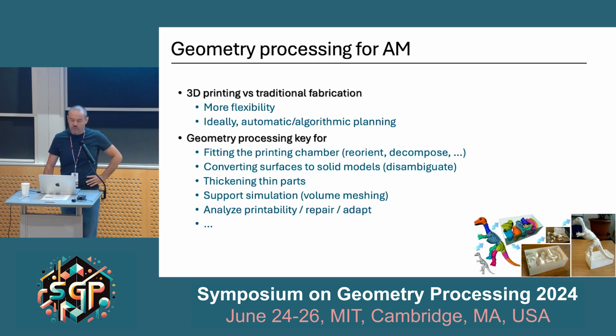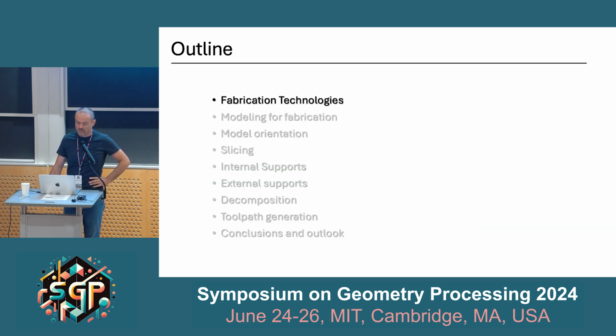So how can geometry processing help us in this? We can provide flexible approaches to fit the printing chamber if the model does not fit, or to reorient the model within the chamber, or to create something that helps dissipate the additional heat, or to create supporting structures when you have overhangs, or to split the model to make it assemblable afterwards. So this is what we will see in this talk.